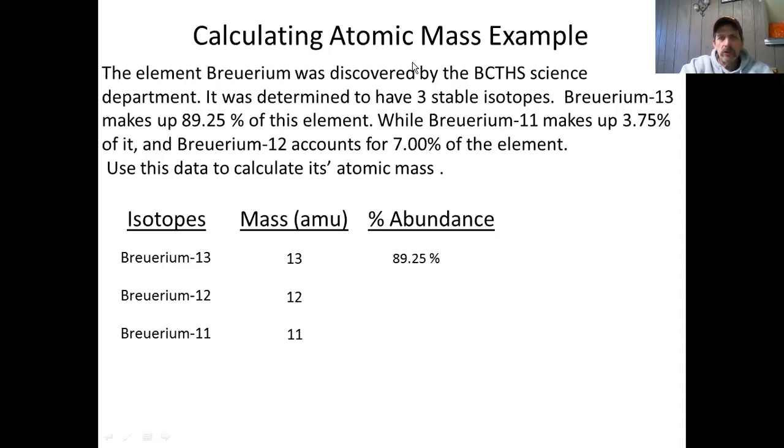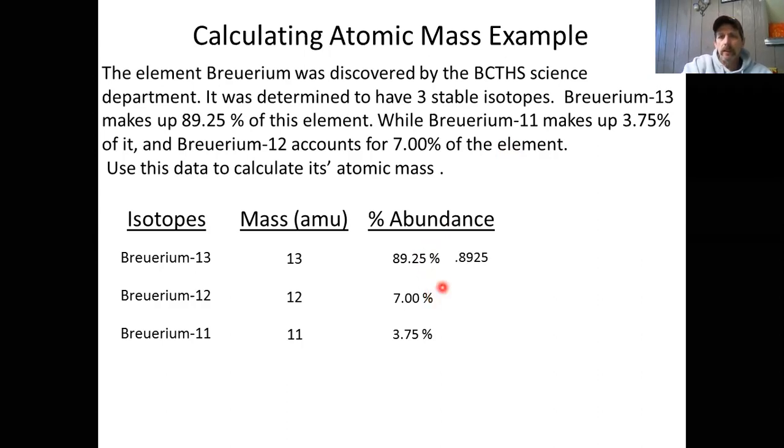So in the words, it said beryllium-13 is 89.25% abundant. So I copy that down. I look for beryllium-12. It says that 7% of it is that mass. And then I look for our isotope number 11. It says that 3.75% is that mass. If we take notice, this adds up to 100%. So there's 3 different isotopes that add up to that.